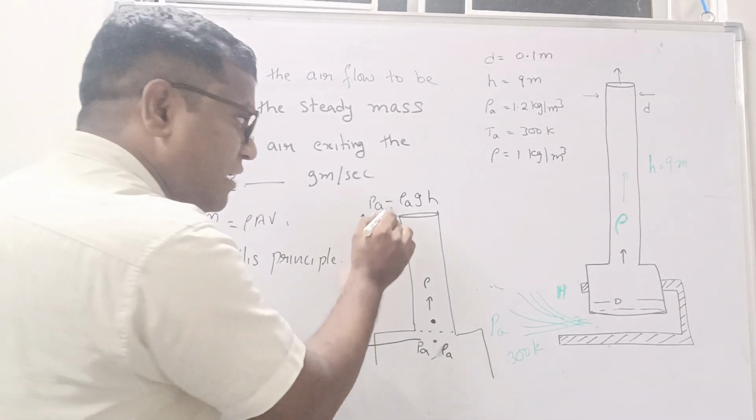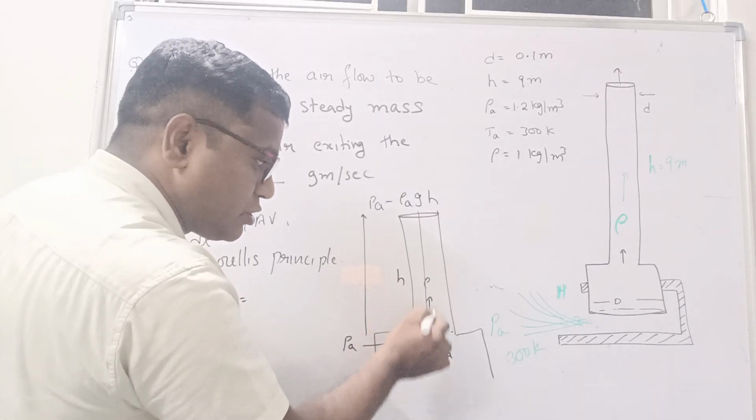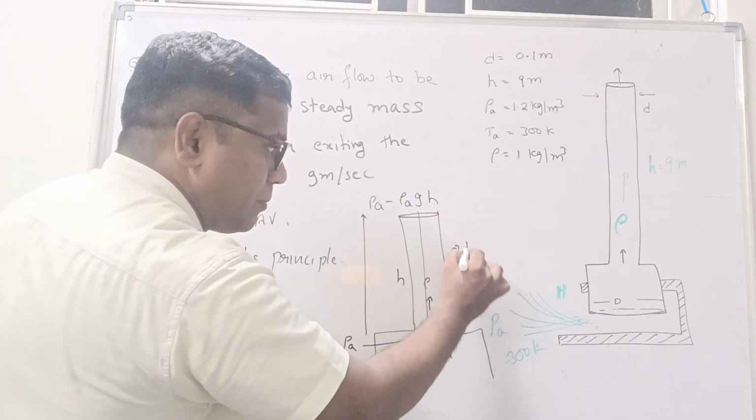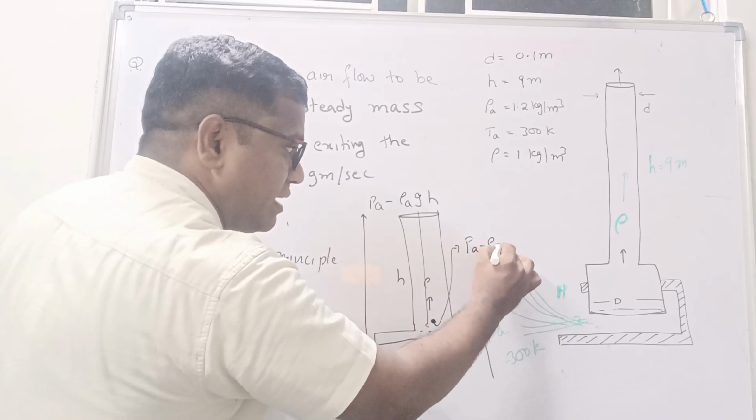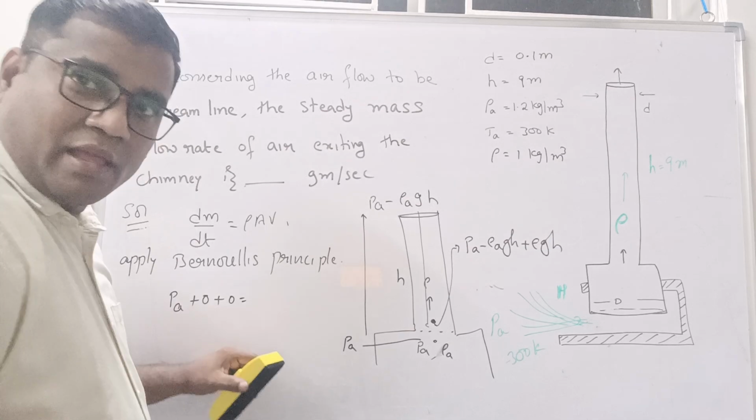Clear? Again from this point, I am going down. How much height is it? Height H is given. So at this point, the pressure will be PA minus rho A GH plus rho GH. I hope you understood, right?